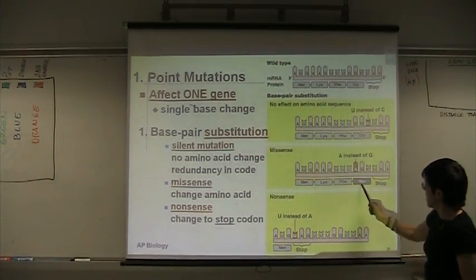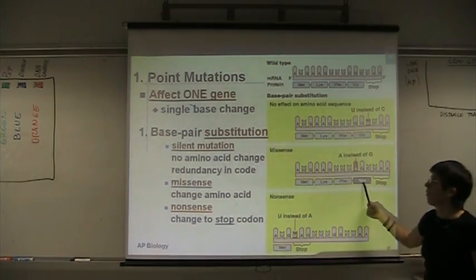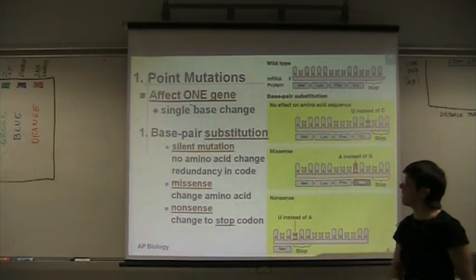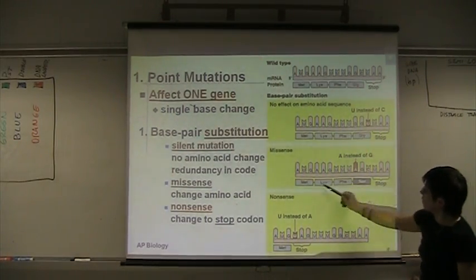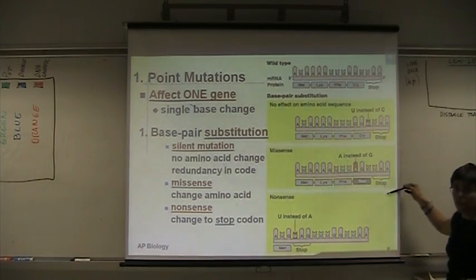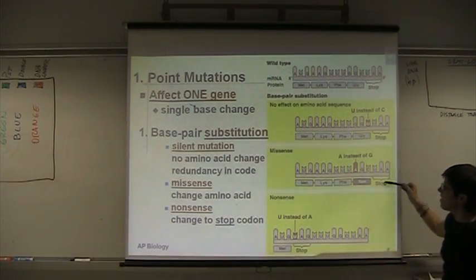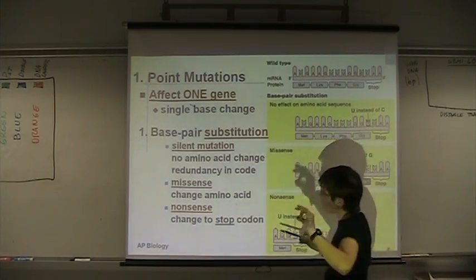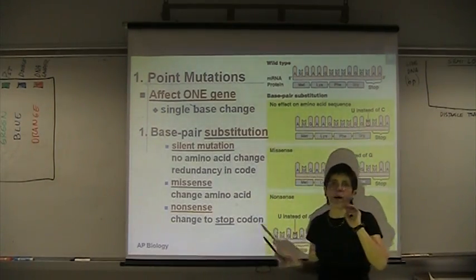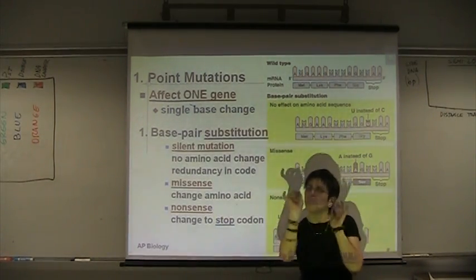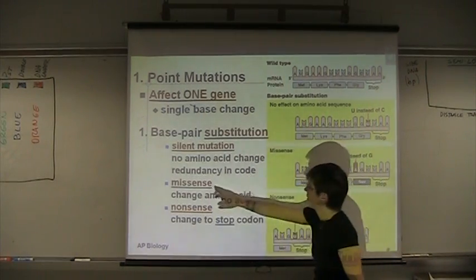If you put an A here, the amino acid produces serine instead of glycine. But the rest of the protein is pretty much the same, and you still have your stop codon right there. So it's just a small amino acid change. We call that a missense. You just miss it a little bit.